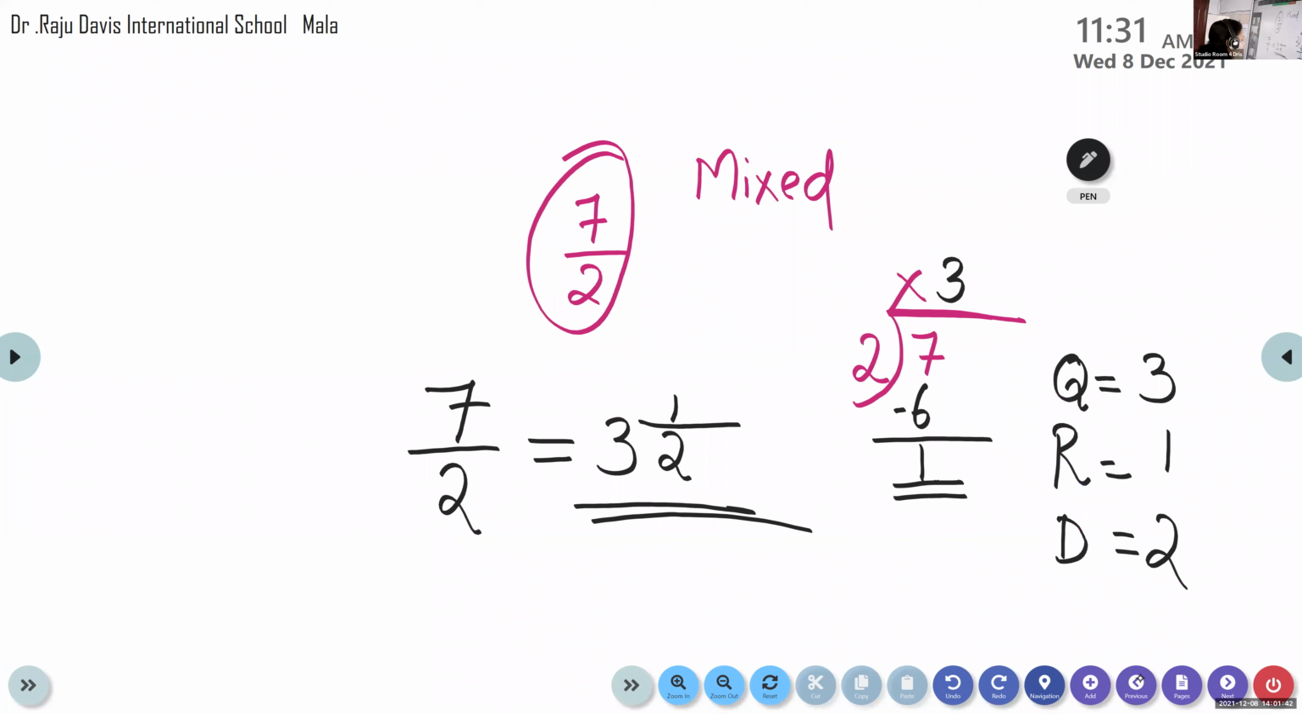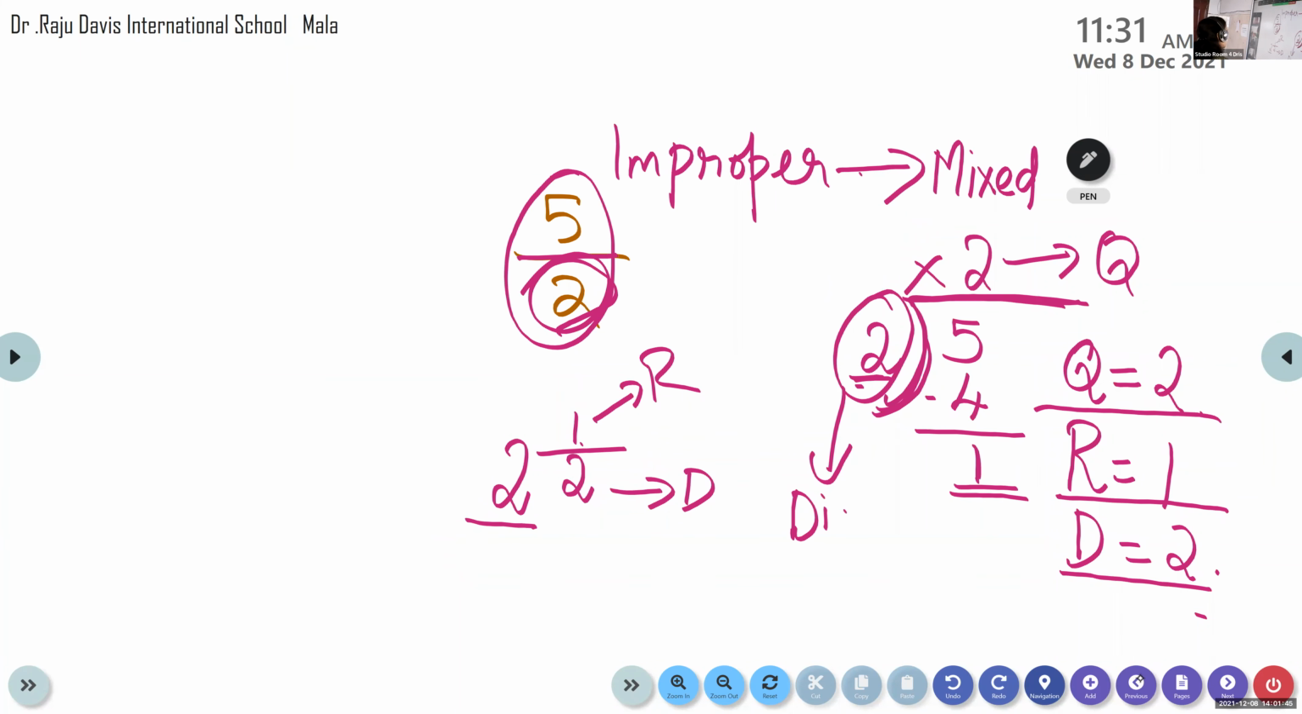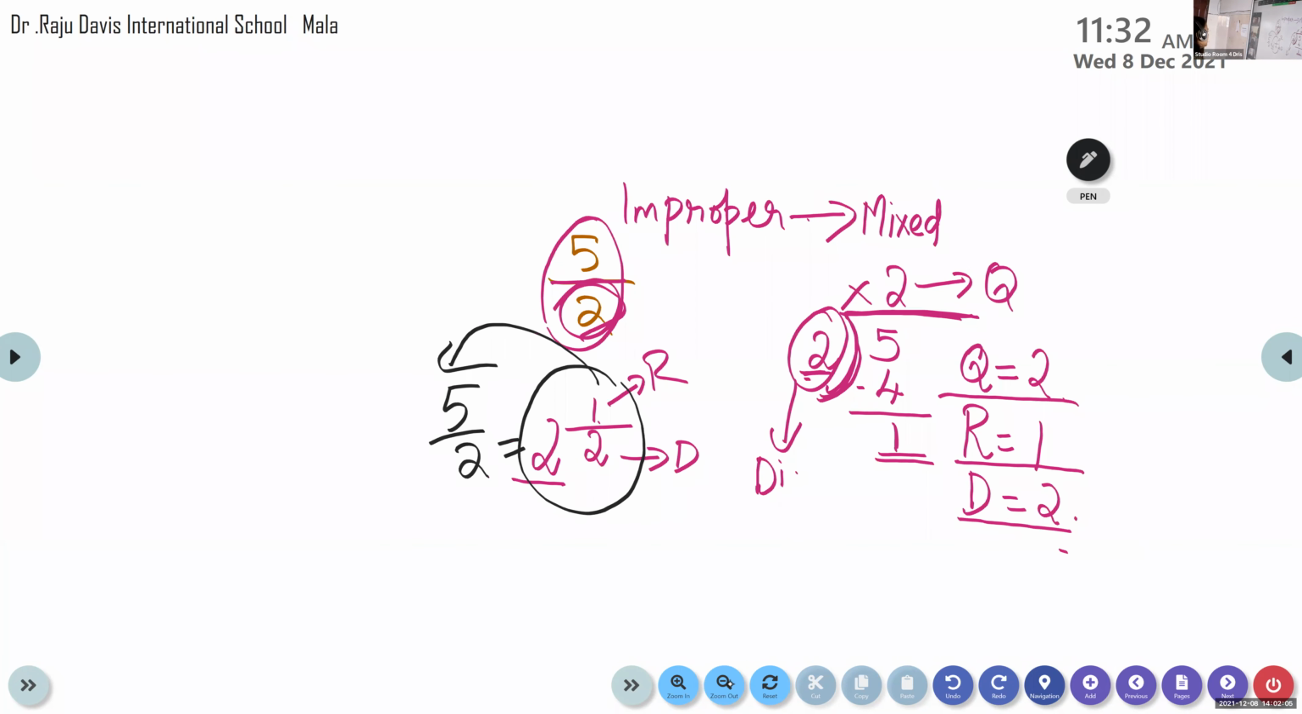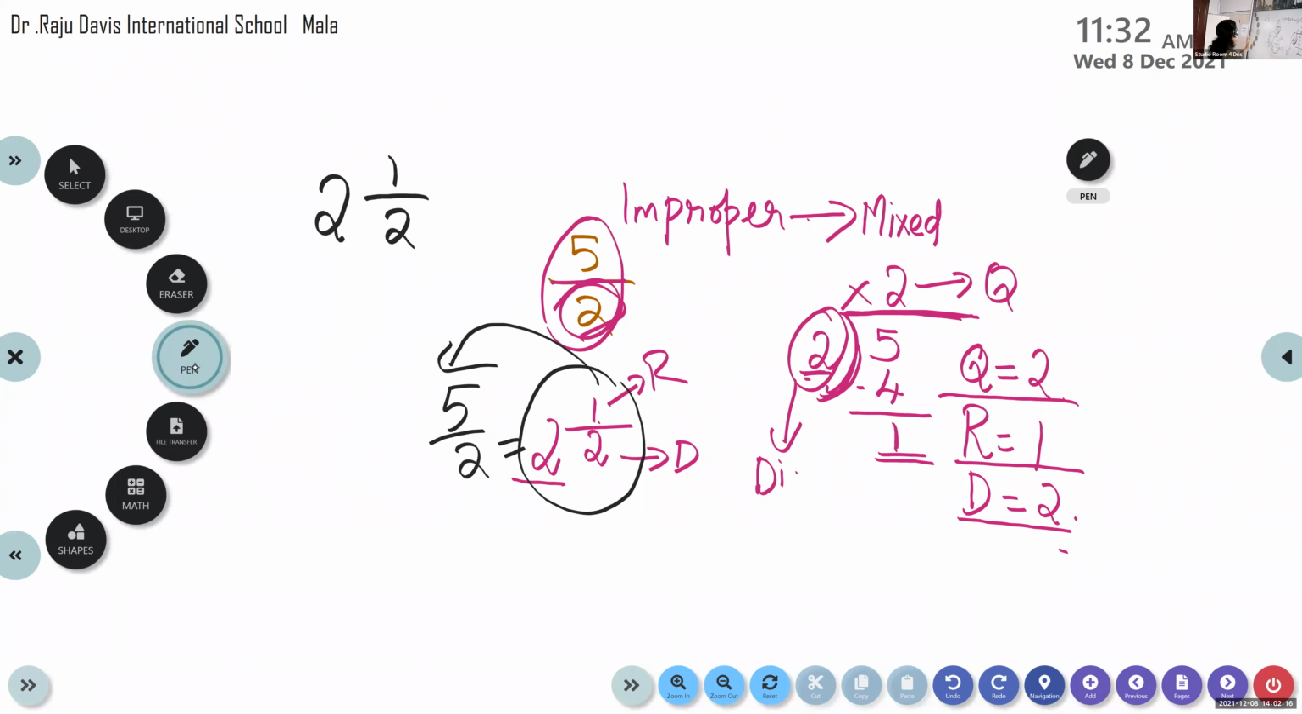Listen how we can do that. With the same examples, we will start. You can see here 5 by 2, you got the mixed fraction as 2 and 1 by 2. Now from this 2 and 1 by 2, you are going back to the improper fraction. Listen how we are going to do that. Now children, you have 2 and 1 by 2, that is the mixed fraction. To convert back to improper, listen carefully.